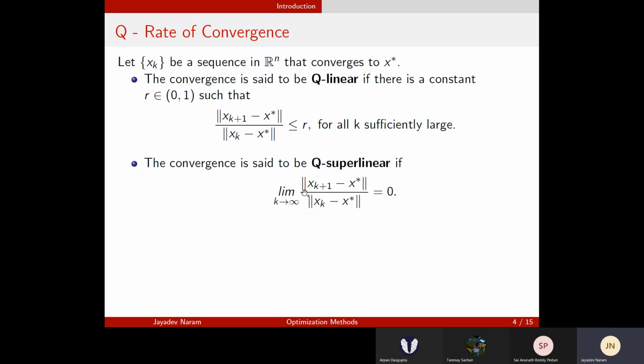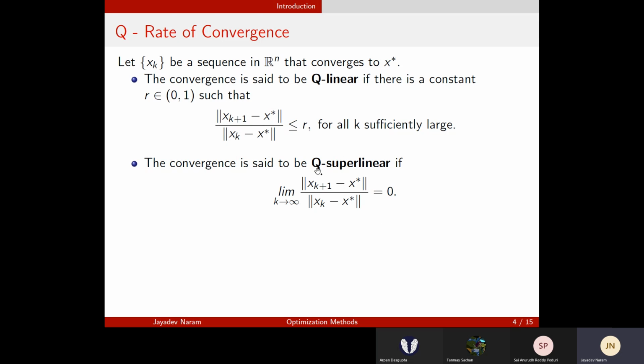If you try to analyze these two things, here r can be any number between 0 and 1. And here, as k tends to infinity, we do not strictly need it to go to 0.